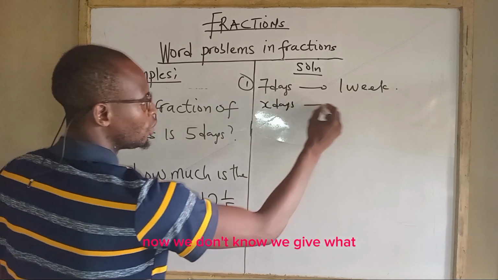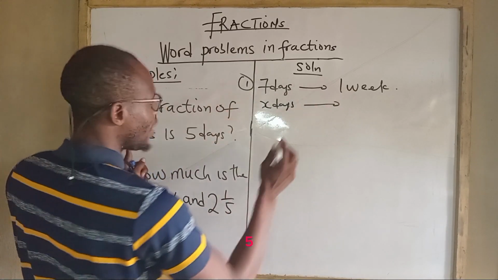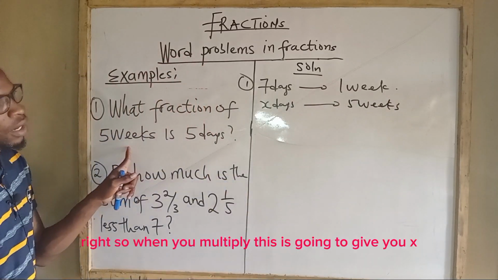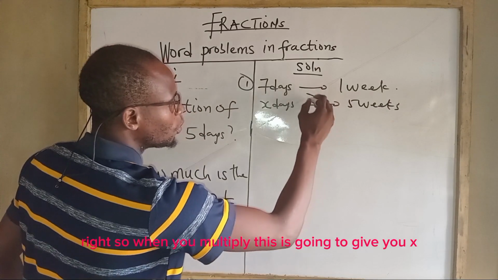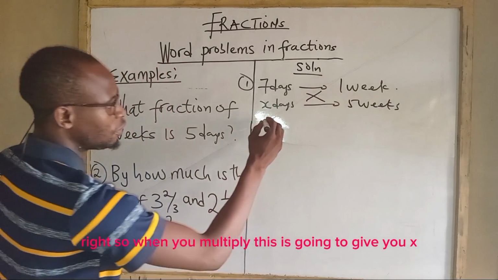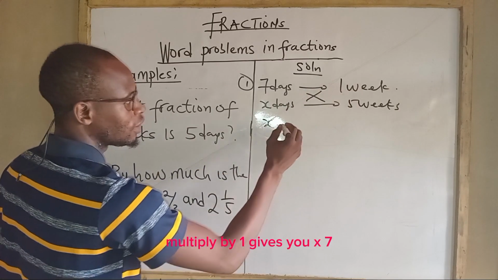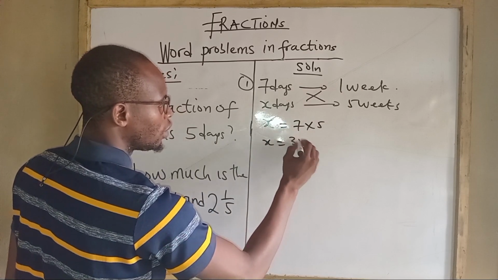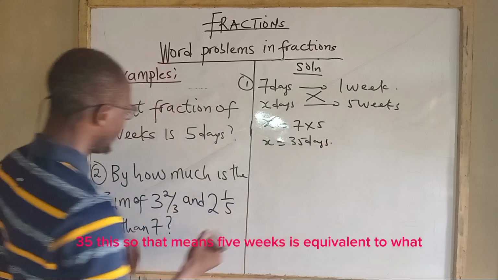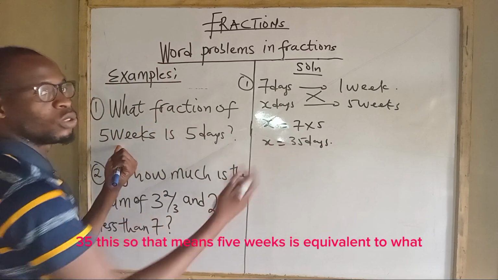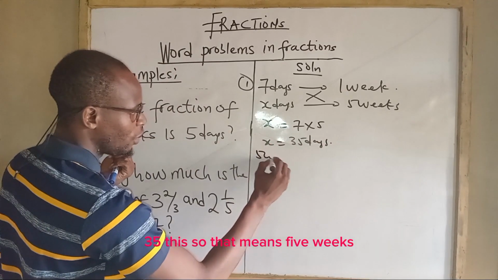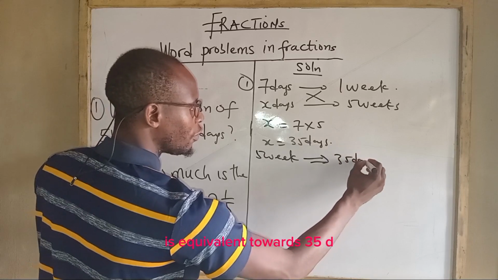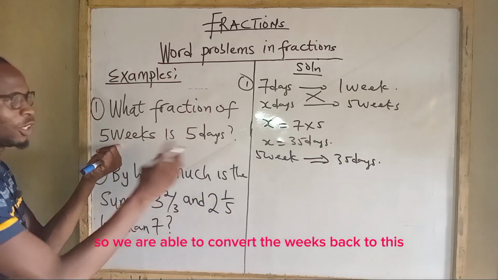We don't know, it will give what? 5 weeks. Right? So when you cross multiply, X multiplied by 1 gives you X, and 7 multiplied by 5 gives you 35 days. So that means 5 weeks is equivalent to 35 days. So we have been able to convert the weeks back to days.